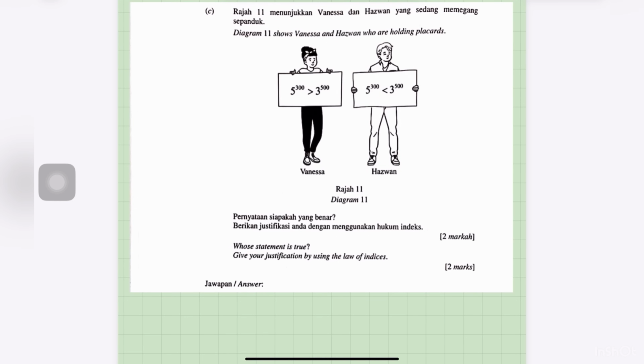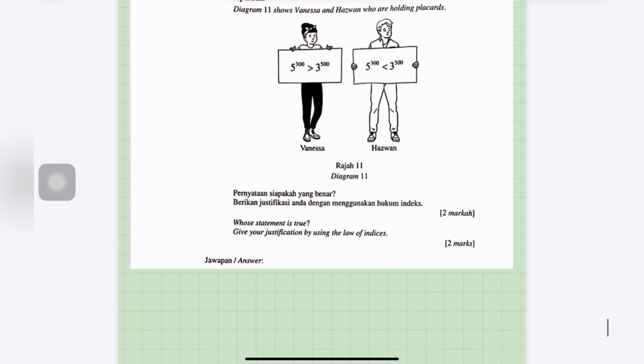Question C, diagram 11 shows Vanessa and Hazwan who are holding placards. Whose statement is true? Give your justification by using the laws of indices. Okay, so kita kena cuba dua-dua lah. So Vanessa first. So Vanessa.